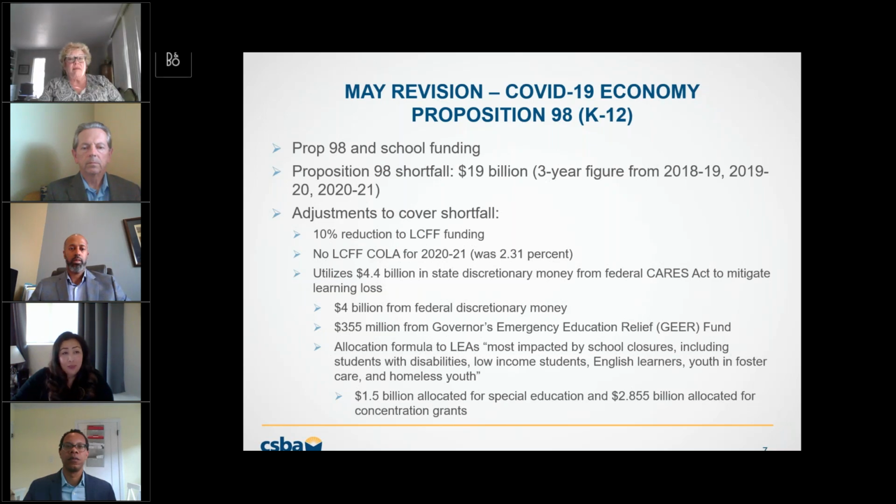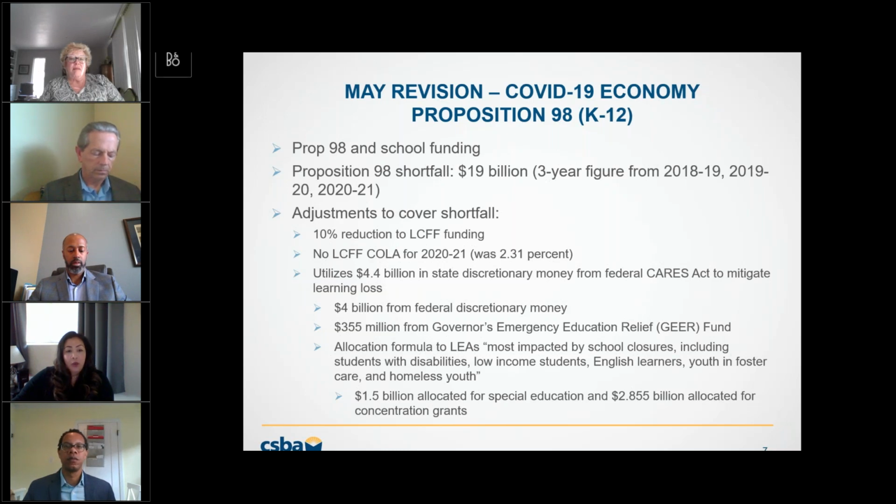At January, we were looking at a 2.29% COLA, as the previous slide said, but it came out at 2.31%. That's a federal number, but we're not going to see that funding. We're also going to see about $4.4 billion of the federal funding that the state is setting aside specifically for schools. That $4 billion is in federal discretionary funding, so we're going to see a lot of flexibility in how we can use this funding.